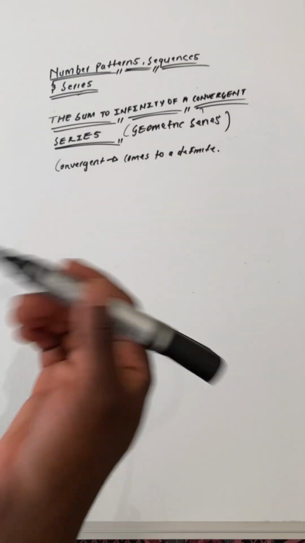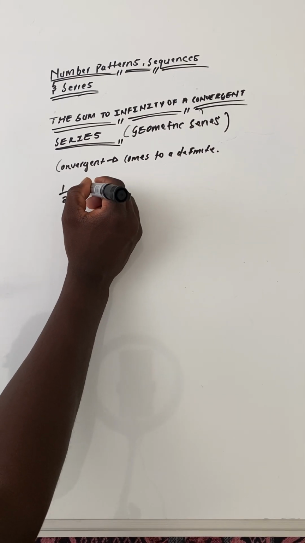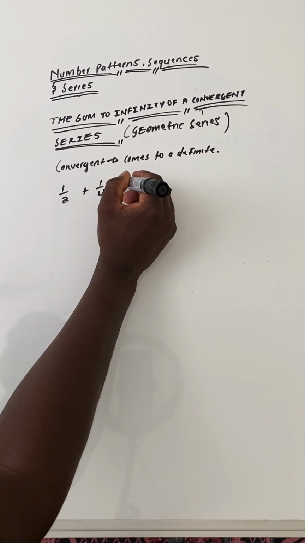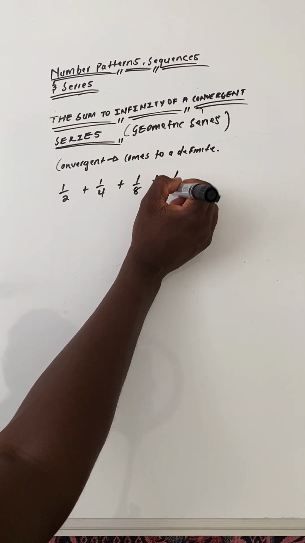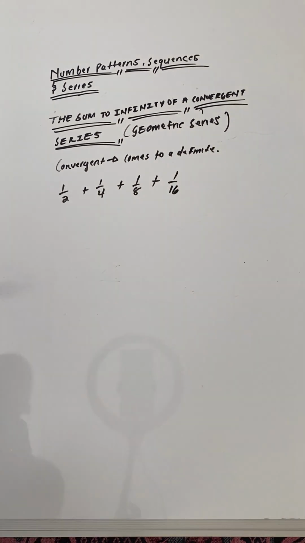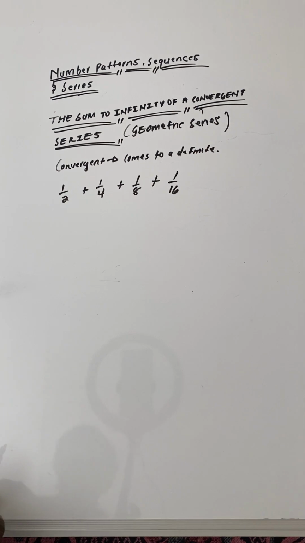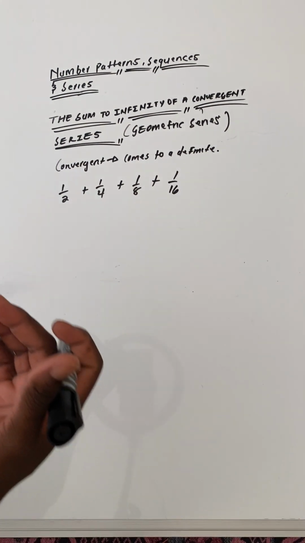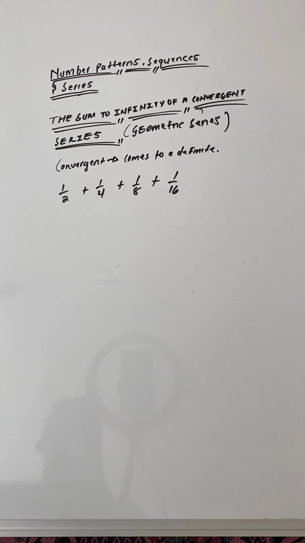Let us take that we have a series here, which is 1 over 2 plus 1 over 4 plus 1 over 8 plus 1 over 16. Let us check that we have this series here, and now they want us to calculate the sum to infinity. Before we get there, let me explain this issue of numbers coming to a definite value.